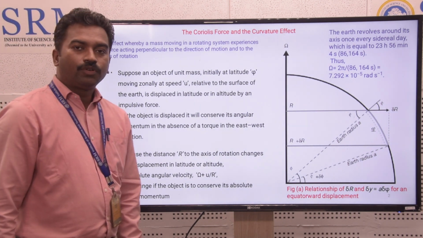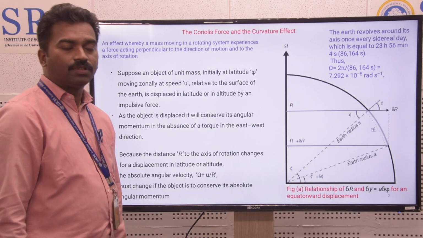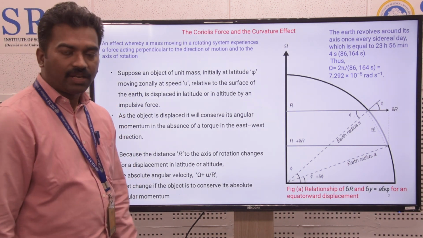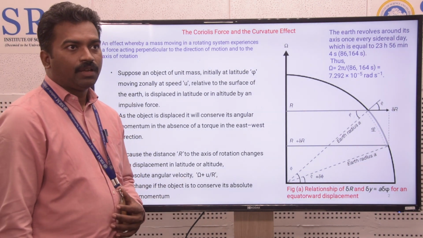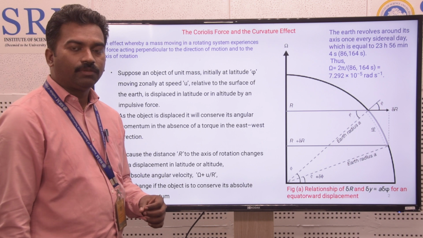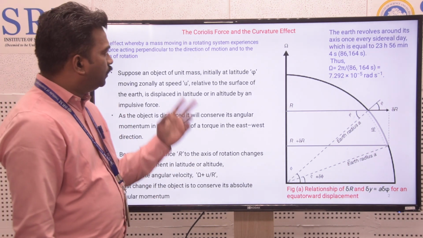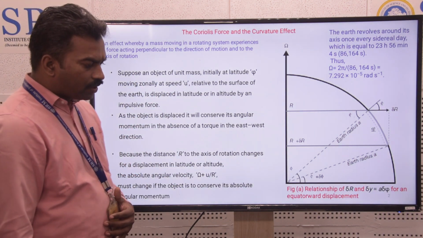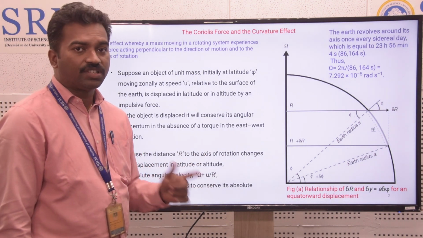So the Coriolis force and the curvature effect. What do we mean by the Coriolis force? We have to understand here. It is a force experienced by a mass in a rotating system, and that force acts perpendicular to the direction of motion and to the axis of rotation. The Coriolis force actually changes the direction of motion but not the speed of motion.